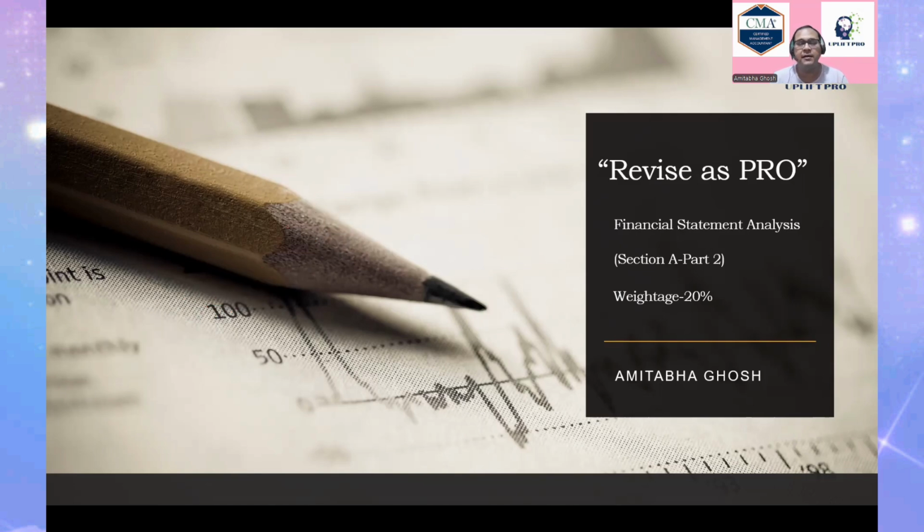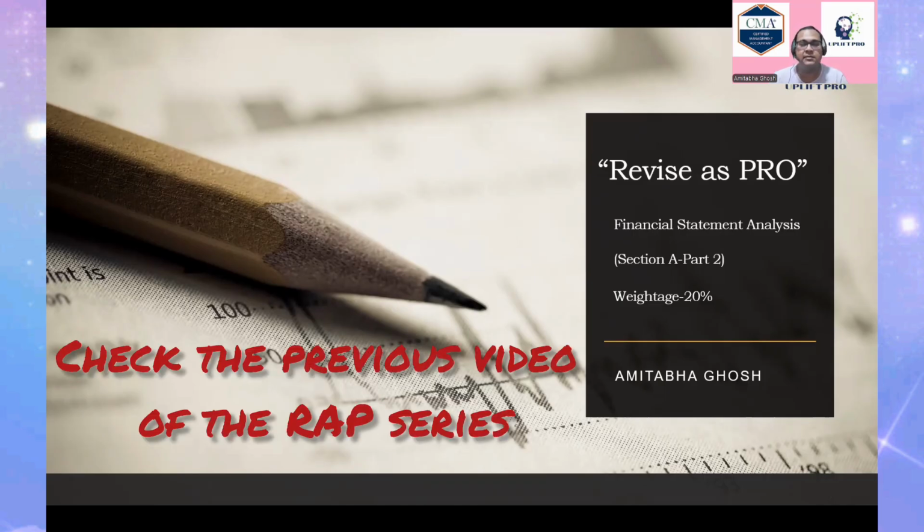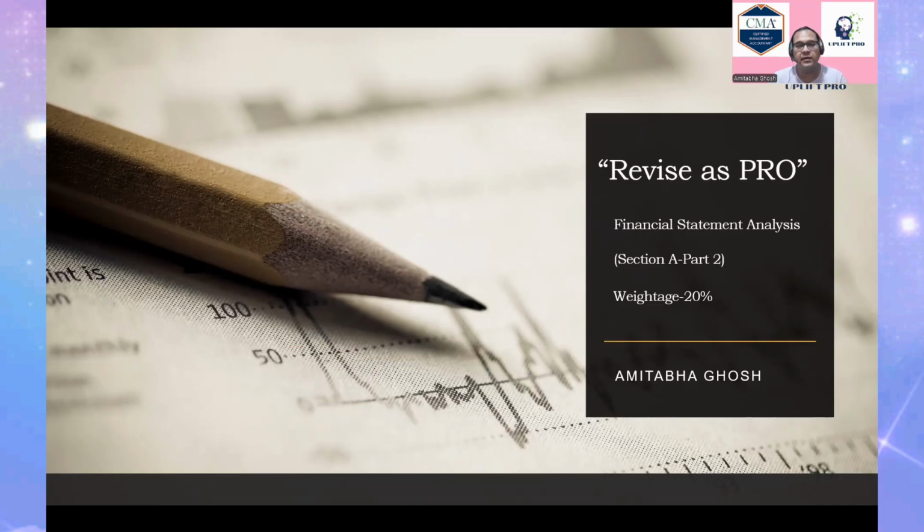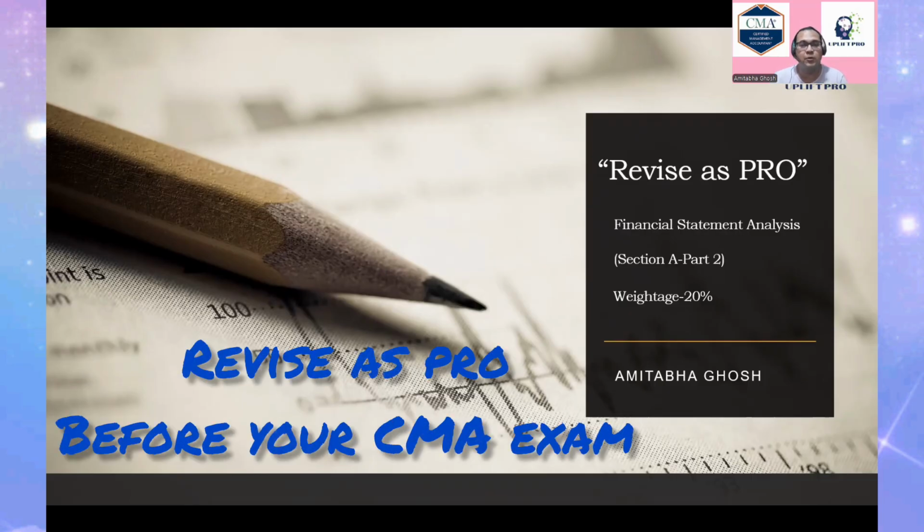We already had a session earlier on financial statement analysis where we had covered the aspects of comparative financial statement analysis, which includes our horizontal analysis and also the vertical analysis. But here today we are going to revise the financial ratios. So let's get started, everyone. And I think this would be really helpful in the final stages of your revision.